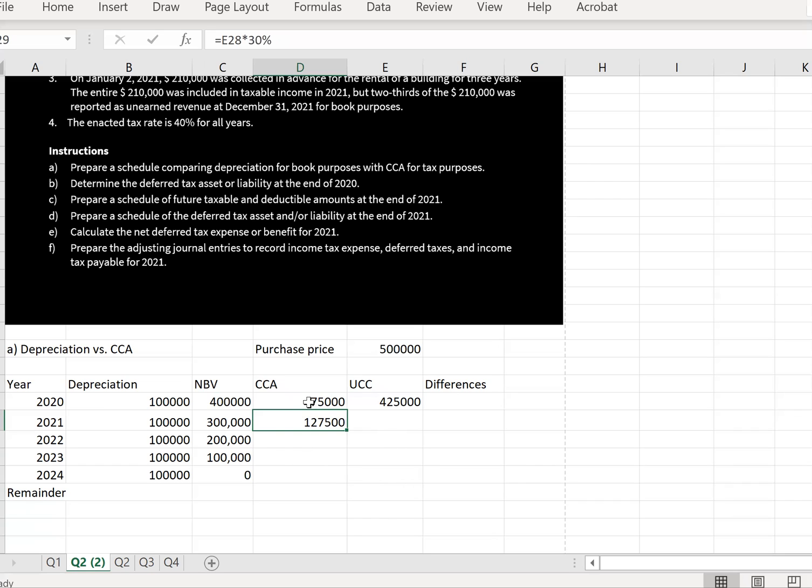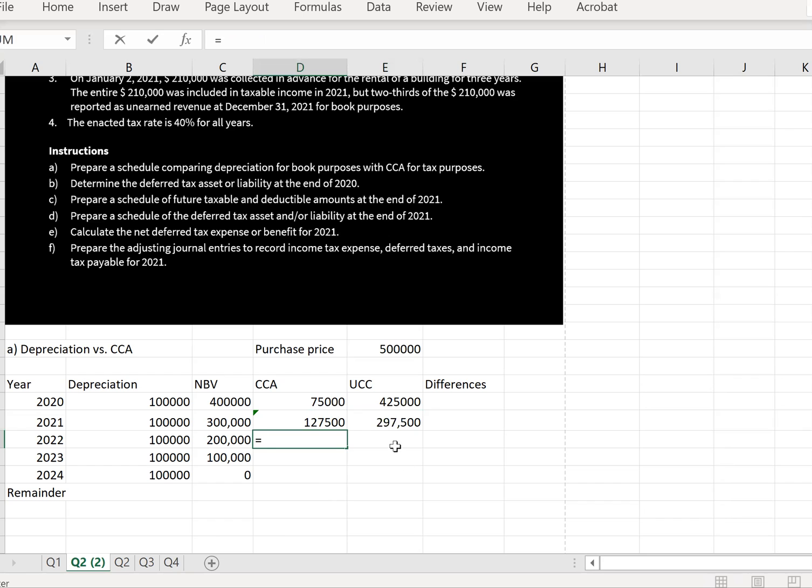And you can see it's a lot higher because I didn't apply the half-year rule. Now I'm taking the full year. Here I had multiplied it by 0.5, and here I've just got the whole amount. So now my UCC is going to be my opening UCC minus the CCA I took for that year. So my ending UCC is going to be 297,500.